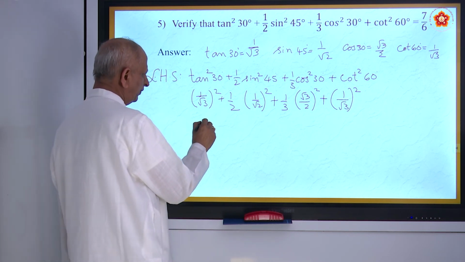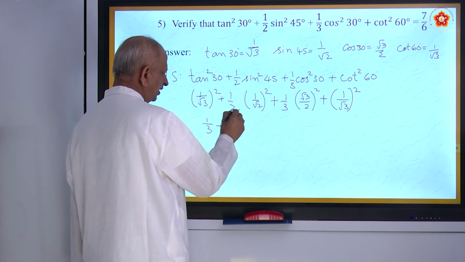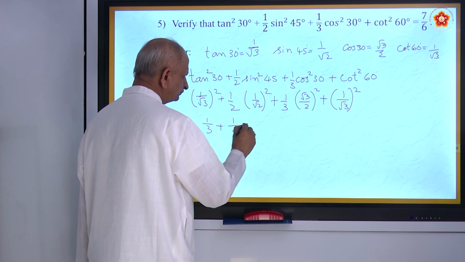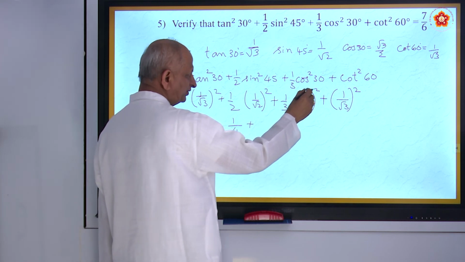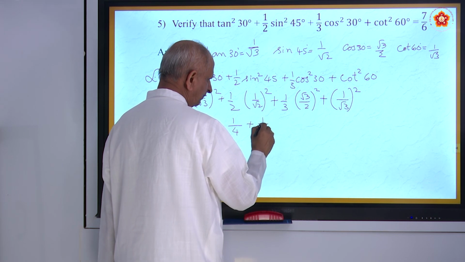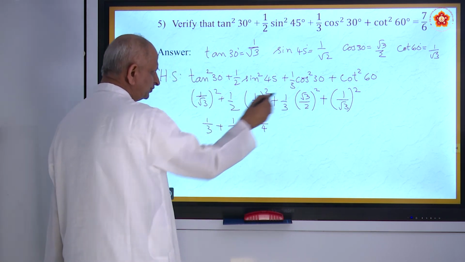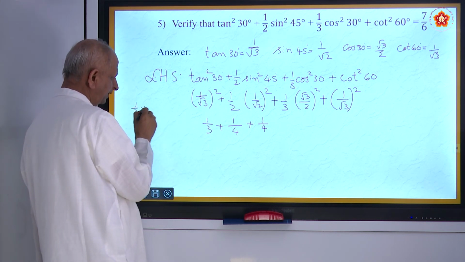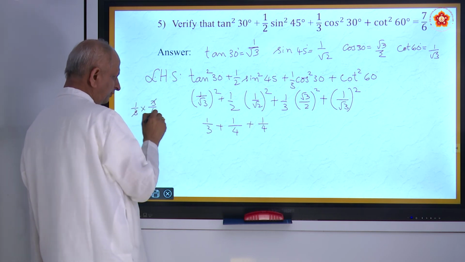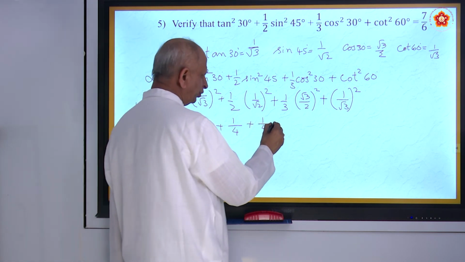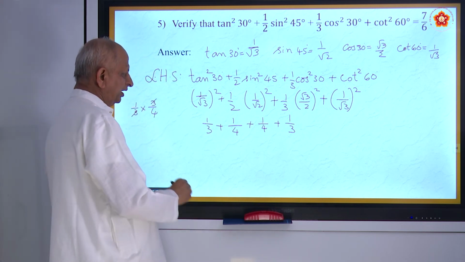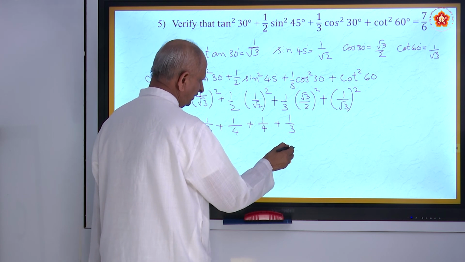Now this will be 1 by 3. This is half into root 2 square, which is 2, so 1 by 2 into 1 by 2. That is 1 by 4. This is root 3 square is 3, 2 square is 4, so 3 by 4. 3 and 3 cancel, you get 1 by 4. Are you following? See here, 1 by 3 into the square of this, 3 by 4, 3 ones are, you get 1 by 4. Plus 1 by root 3 square, root 3 into root 3 becomes 3. Now take LCM. How much? LCM is 12.